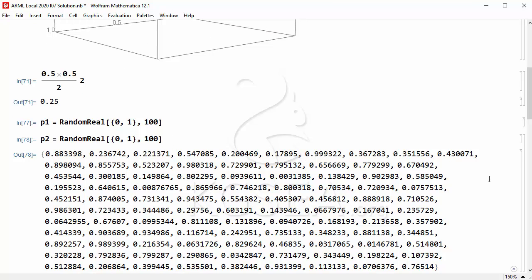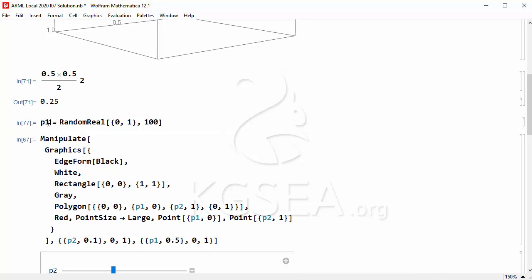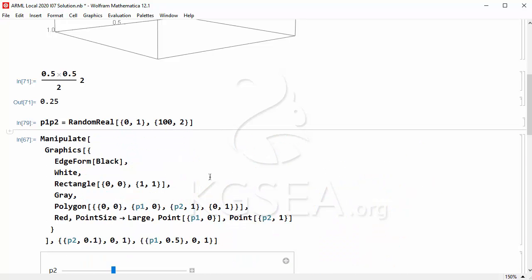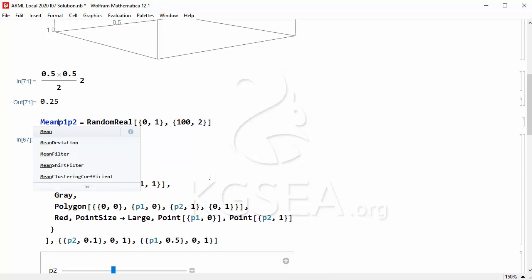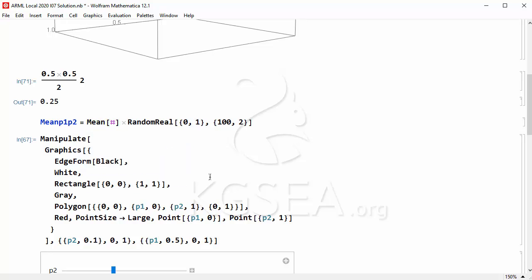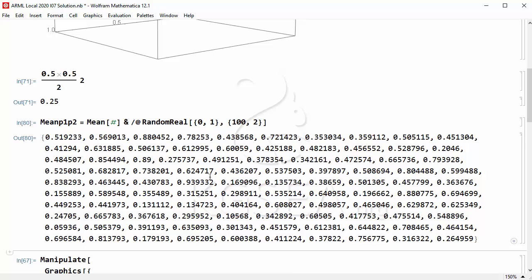But there's an easier way of doing it. I can produce P1 and P2 together. So I can say P1, P2 by saying I want to produce 100 of them, but I want it to be a pair, like that. Then I will have 2 numbers each. So this is my P1 and P2. So what would be the area of the trapezoid? It would be the mean of those, right? So the mean of P1 and P2 would be the mean of each pair that I'm producing. So these are the means here.